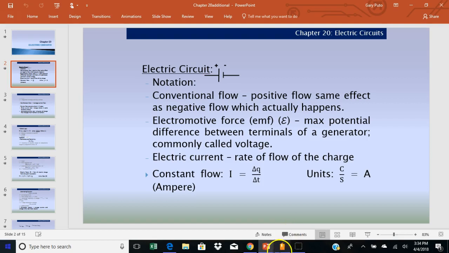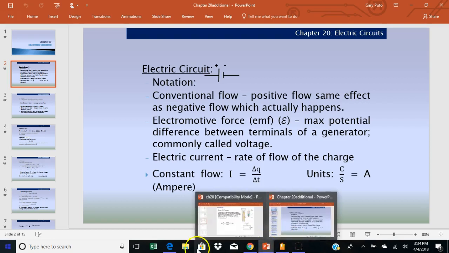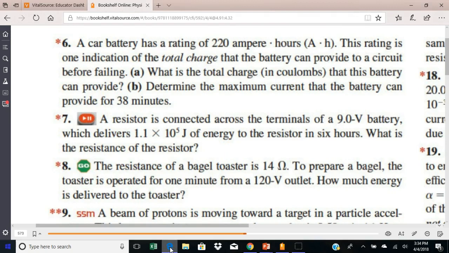So basically what you have here is 220 amp hours. You have the I times T part of I equals delta Q divided by T. So I times T, 220 amp hours, is really the change in charge. What's the total charge this battery can provide? The proper units of charge are coulombs, and a coulomb is an amp second. So all you have to do is multiply 220 times 3,600 seconds in an hour, and that gives you 7.92 times 10 to the 5th coulombs. That's the total charge that this battery can provide.